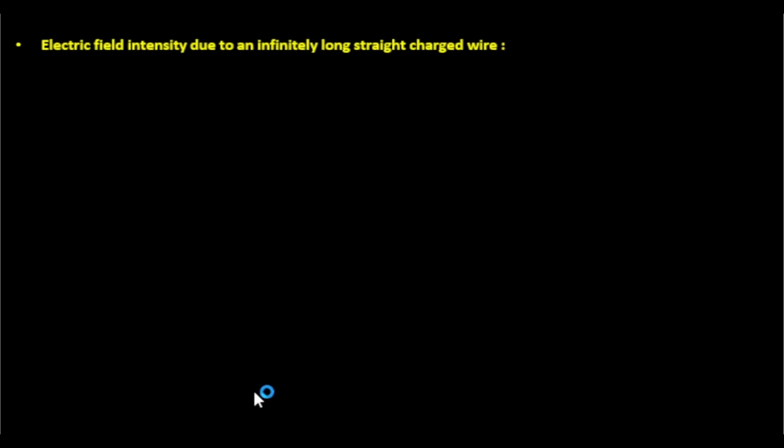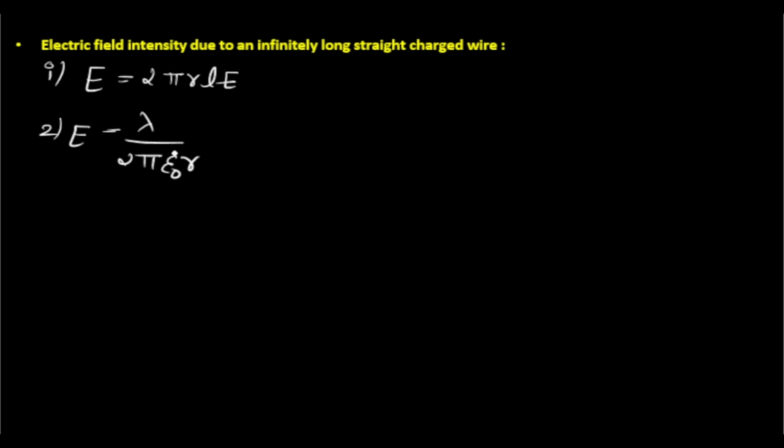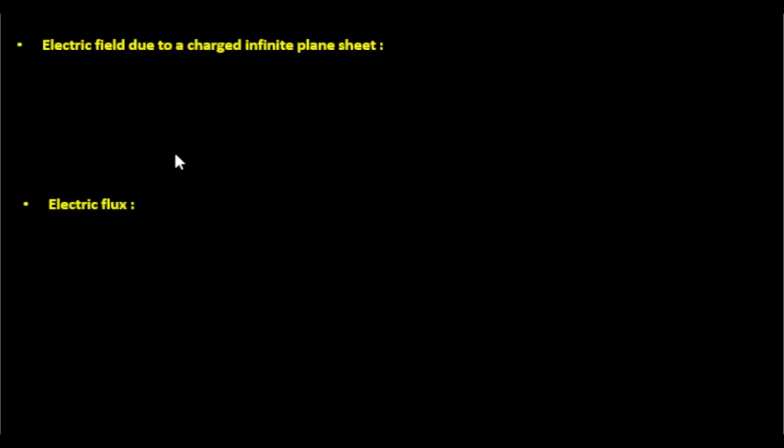Now, electric field intensity due to a long straight charged wire. First, the total electric flux on the Gaussian cylindrical surface is 2 pi r L into E. And second, E is equal to lambda upon 2 pi epsilon naught into r. This is the formula.